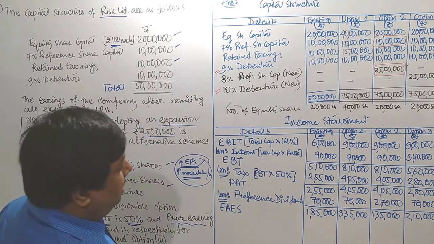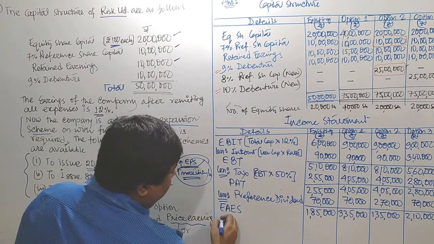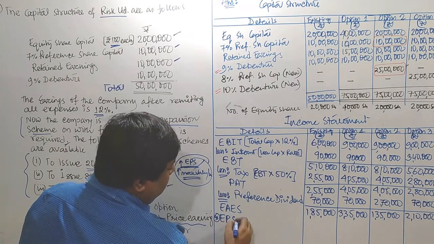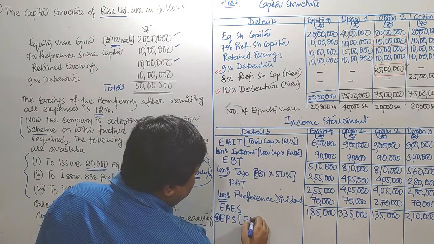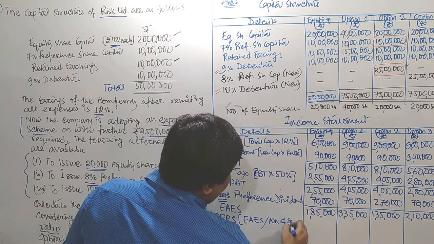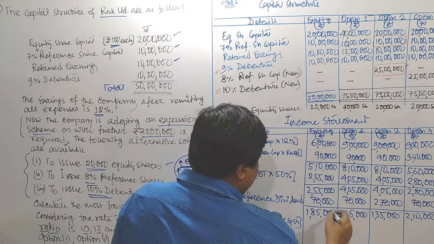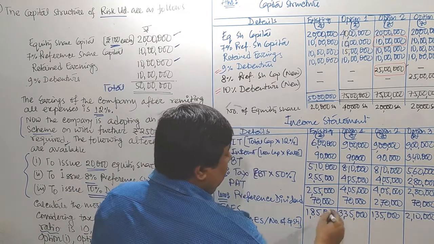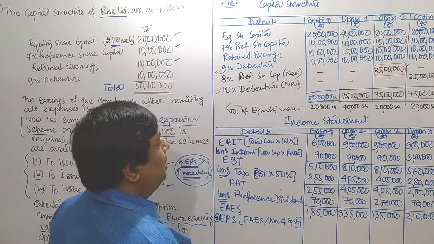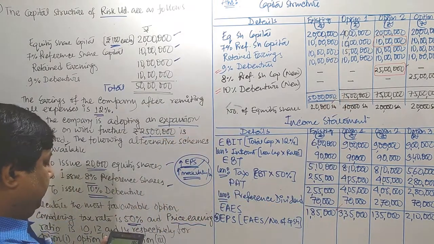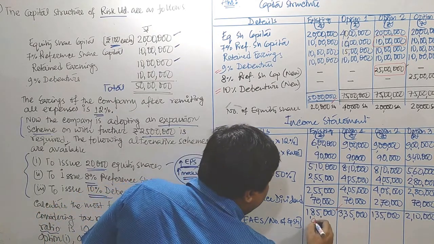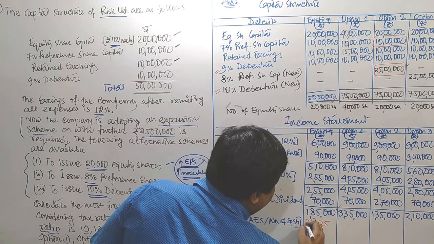Once you get EAES, you can easily calculate EPS. EPS is an important term. How to get that EPS? It is EAES divided by the number of equity shares. For the existing option, 1,85,000, and your number of equity shares is 20,000. 1,85,000 divided by 20,000 will come 9.25 rupees.